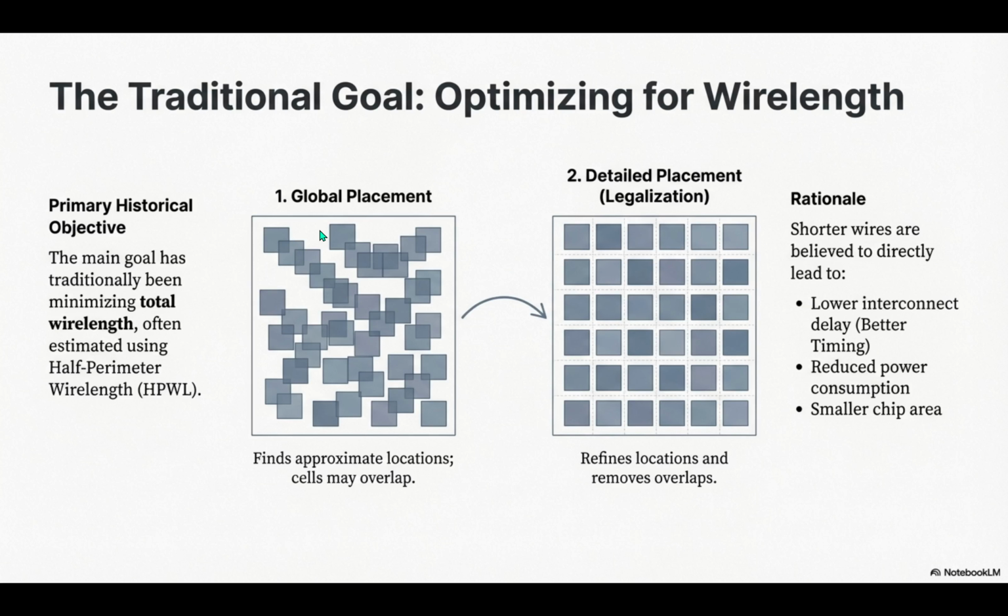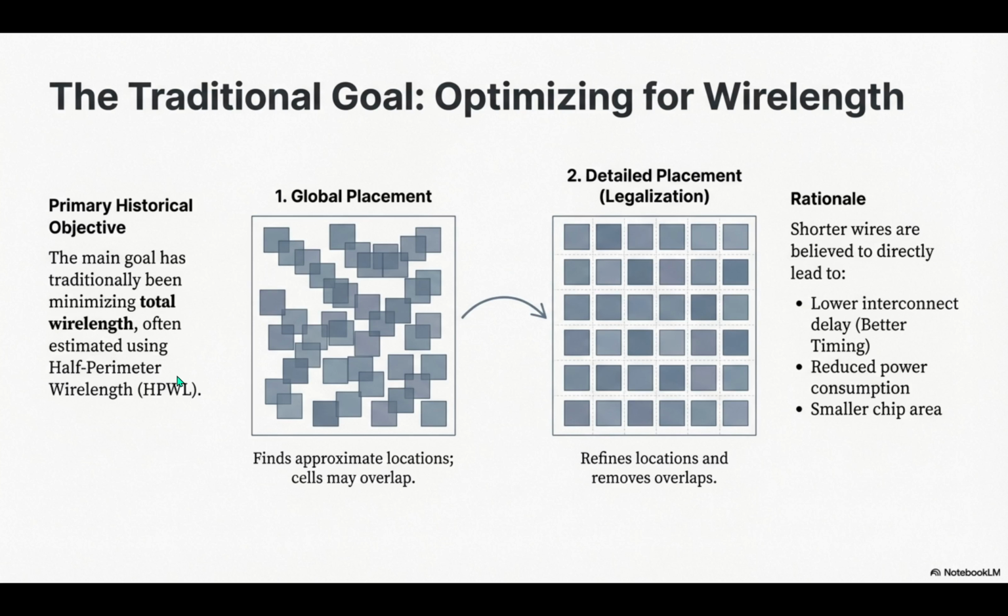Okay, so let's really unpack that historical objective. For a very long time, the holy grail was just minimizing total wire length. And this was usually estimated using a pretty simple geometric approximation, right? Something called half perimeter wire length, or HPWL. And the logic is inescapable. For the earlier technology nodes, it worked perfectly fine.